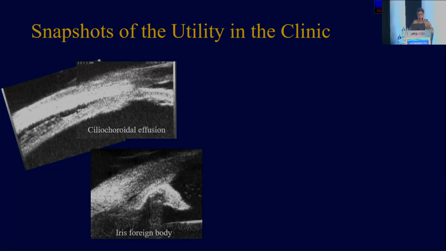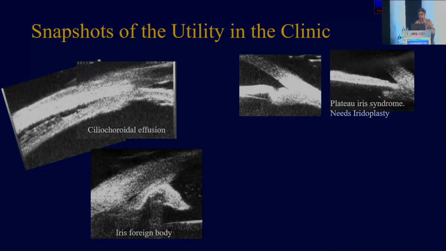This was an intractable endophthalmitis which had undergone PPV but just wouldn't get better until the UBM found out that there was a metal piece which was embedded behind the iris, and you can see the back shadowing there. So if you have an occult intraocular foreign body in the anterior chamber, the UBM can do that.